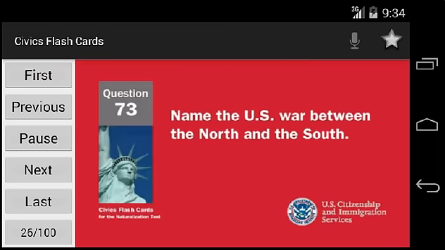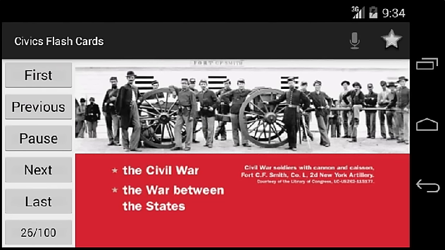How many justices are on the Supreme Court? 9. Name the U.S. war between the North and the South. The Civil War. The war between the states.